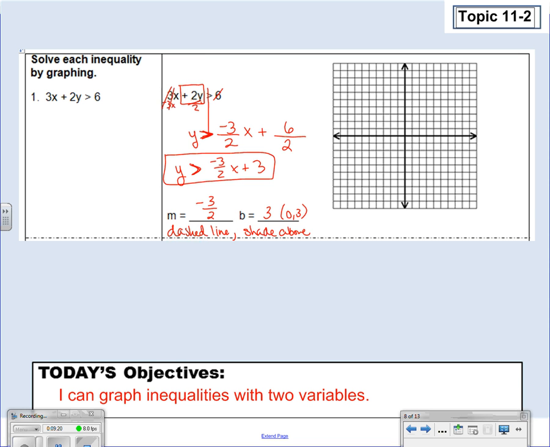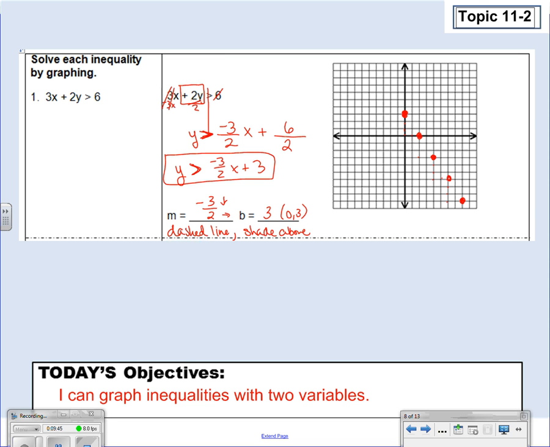So start off with our y-intercept at (0, 3). Here's our point. And now let's move with the slope. The top number, since it's negative, goes down. Bottom number's to the right. So we go down 3, to the right 2, down 3, to the right 2, down 3, to the right 2, down 3, to the right 2.